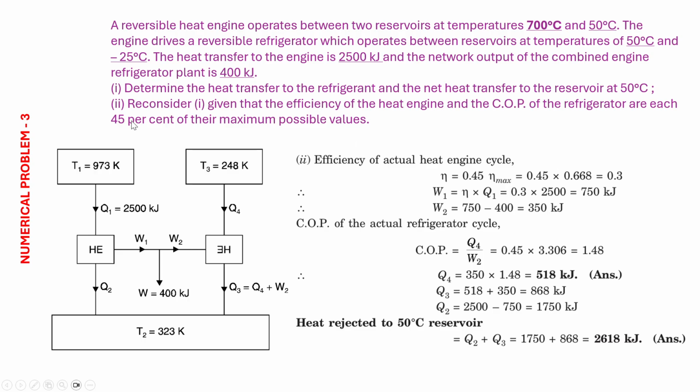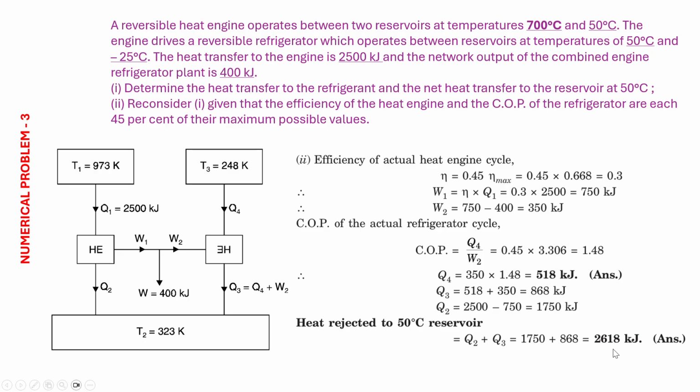Now, what happens if it is 45% of the maximum possible value for the refrigerator case? Here, we all know there are two types of COP formula. The general formula is Q by W, or W by Q in terms of the heat engine. In case of the refrigerator, it is Q4 by W2, right? On equating this with 0.45, we are having the value of 1.48. This Q4 by W2 is already mentioned here as 3.306, right? So on rearranging this, once again, we are able to compute Q2 plus Q3 as 2618 kilojoule.